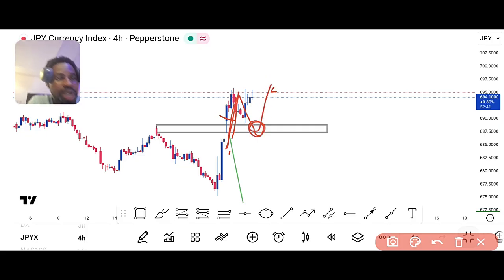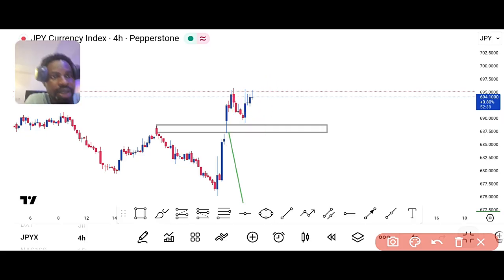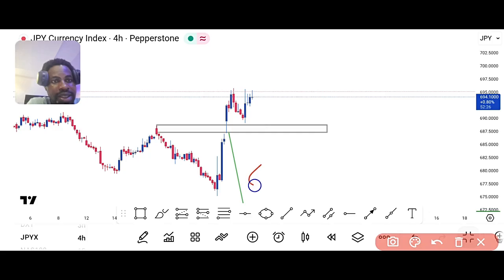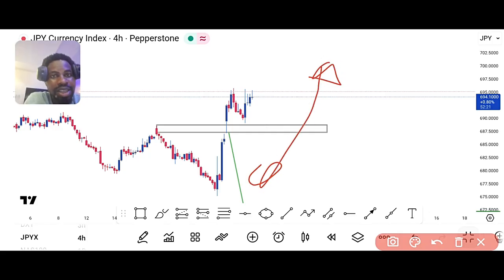This pullback we had here is not a complete pullback, it's just a shallow pullback. So I'm expecting a normal deep pullback, maybe somewhere around this region. Then we can start buying to the upside. Once the JPYX is buying to the upside, it means JPY will be selling. That's exactly what I was explaining on USDJPY as well.